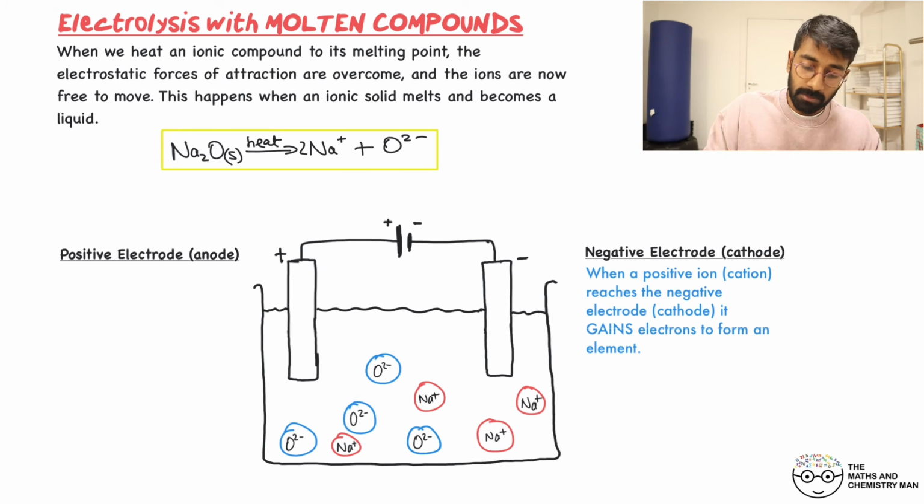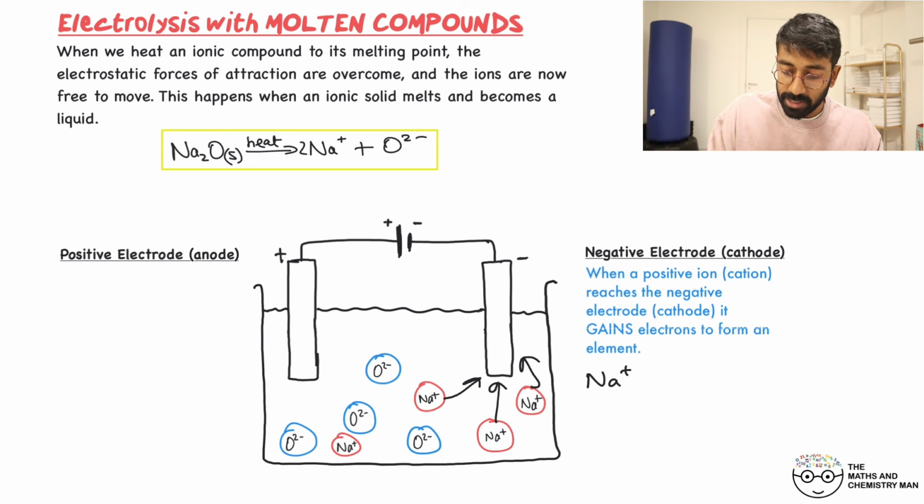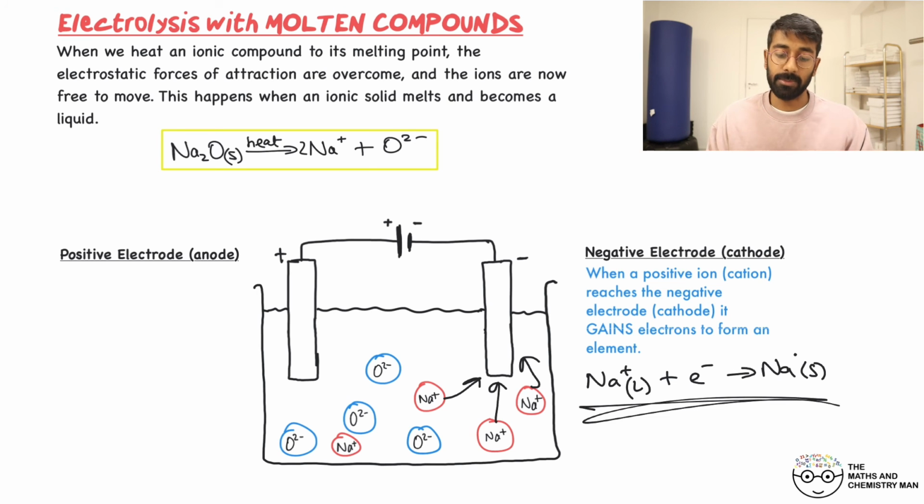The Na+, they're going to be attracted to your cathode. And what are they going to do when they get there? Well, they're going to gain 1 electron to form Na. And that's solid. There we go. And remember that there's reduction because it's gaining electrons.